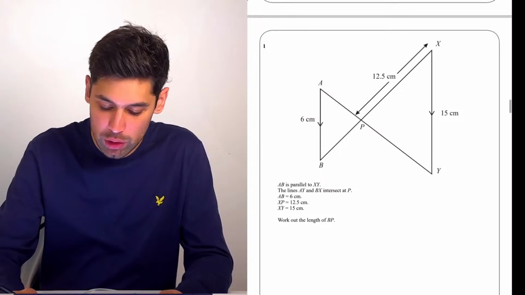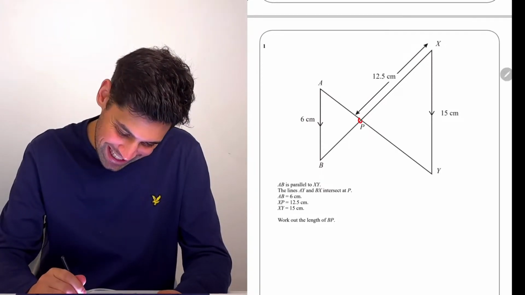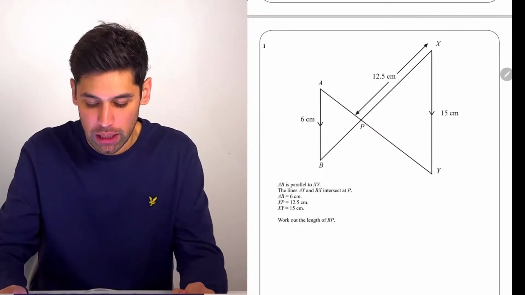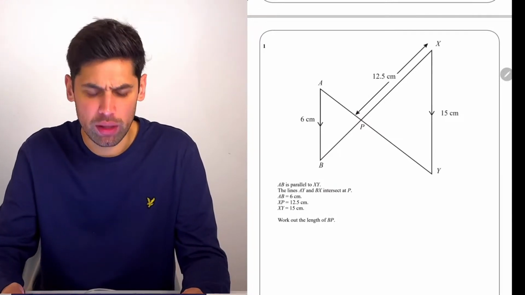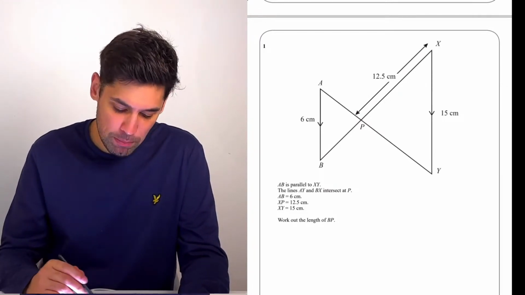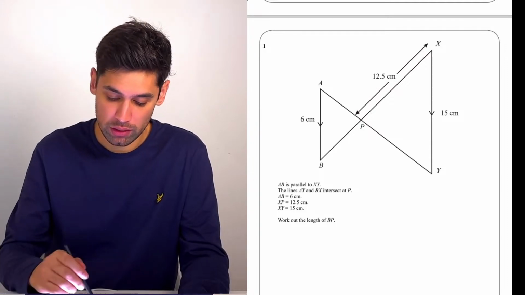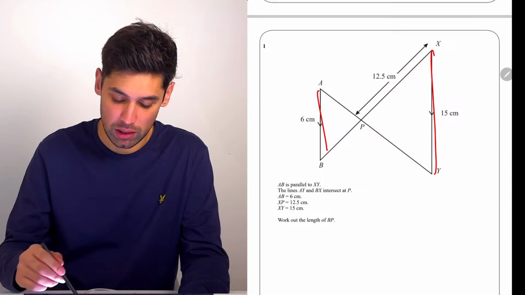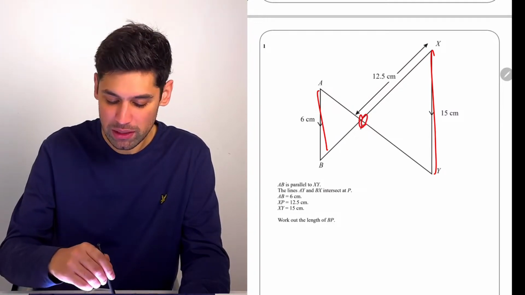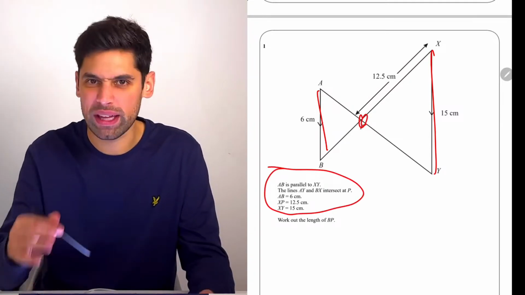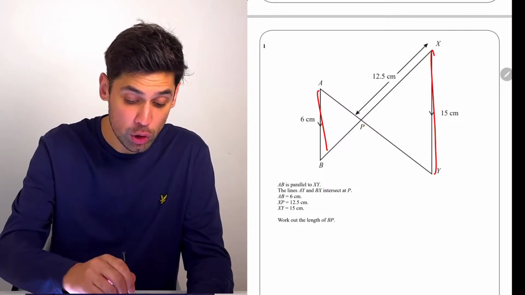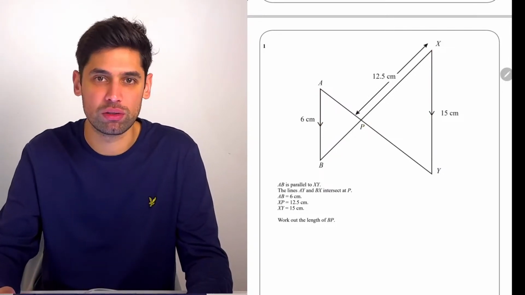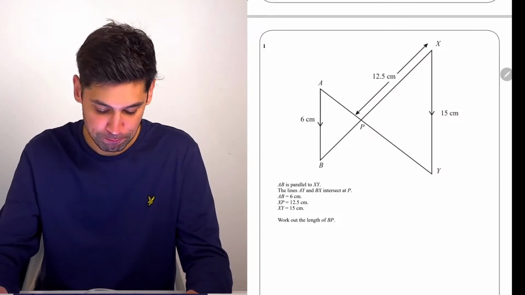So here we've got 2 triangles that are meeting right there, almost creating some awkward kite shape, or bow tie shape rather. We are told AB is parallel to XY. The lines AY, BC and BX intersect at the point P. That's basically just describing what is already happening on the diagram. So make sure you read all the information, but don't worry about it too much, especially if it's just describing to you what you can already see.